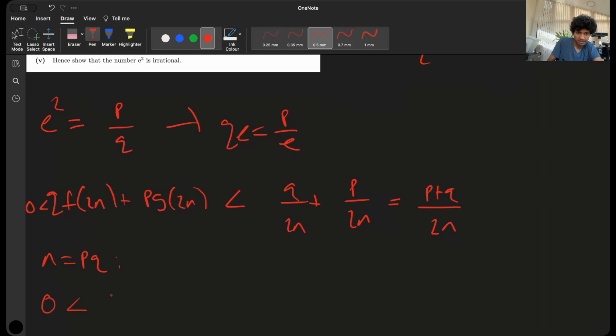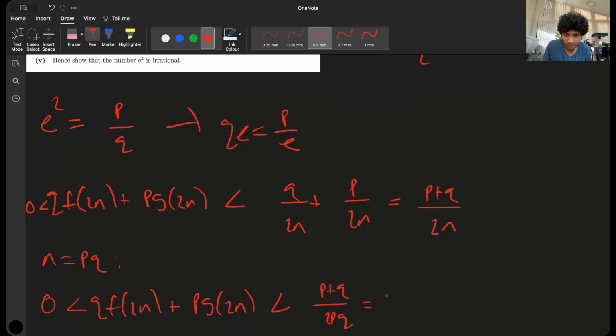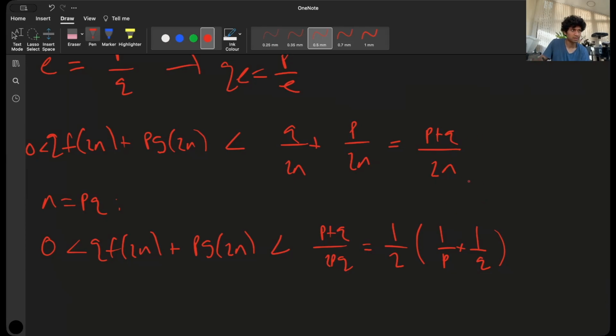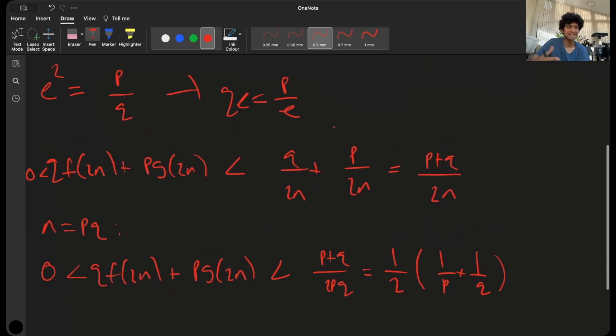then we're going to get that qf of 2n plus pg of 2n is strictly between 0 and p plus q over 2pq, which is equal to a half times 1 over p plus 1 over q. But because p and q are both positive integers, we know that they're not both equal to 1, right? Because we know that e squared isn't equal to 1. So we can then conclude that this expression here is strictly less than 1. And then that gives us our contradiction.